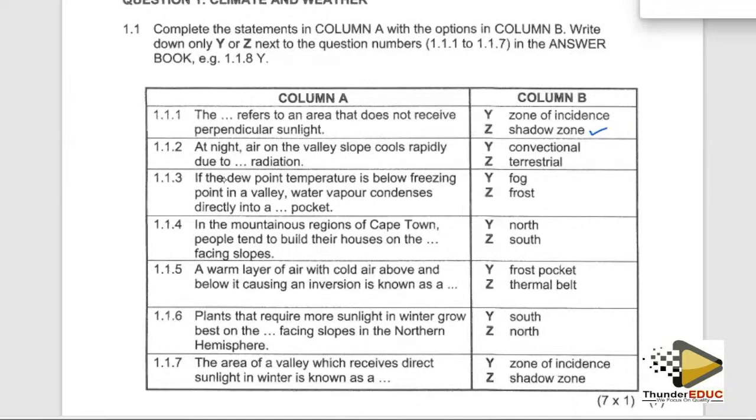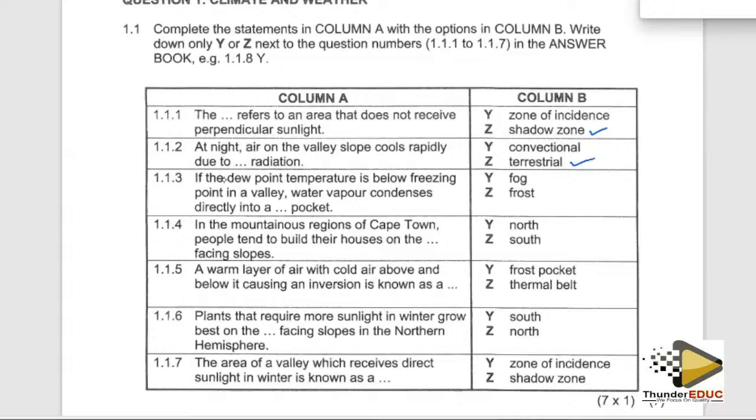Number 1.1.2, at night, air on the valley slopes cools rapidly due to dash radiation, which is supposed to be terrestrial radiation. As we know, at night, the land or the slopes lose heat in a process that is referred to as terrestrial radiation, resulting in the air becoming cool, hence it will be able to subside.